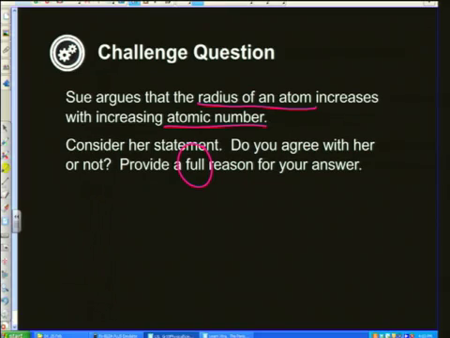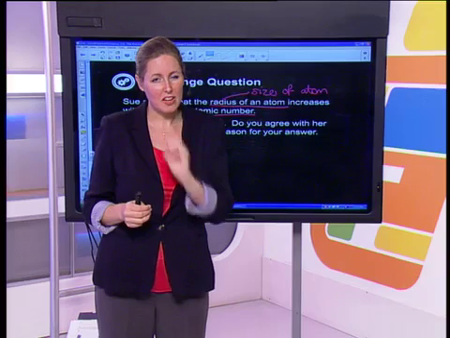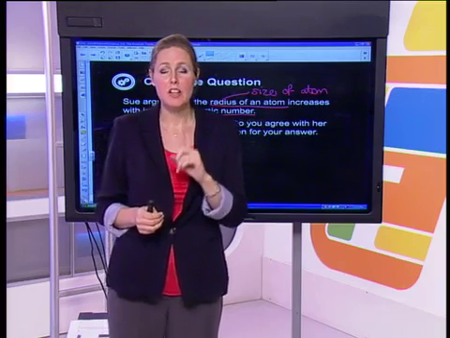Just going back to this, radius, we're talking here about the size of the atom. Why? Well, because when I speak about atomic radius, I mean from the center to the edge. That's not quite the center, but you got the idea. From the center of the atom to the outside, that would be the radius. So go and think through that question, think through your answer, and make sure it's a full answer.